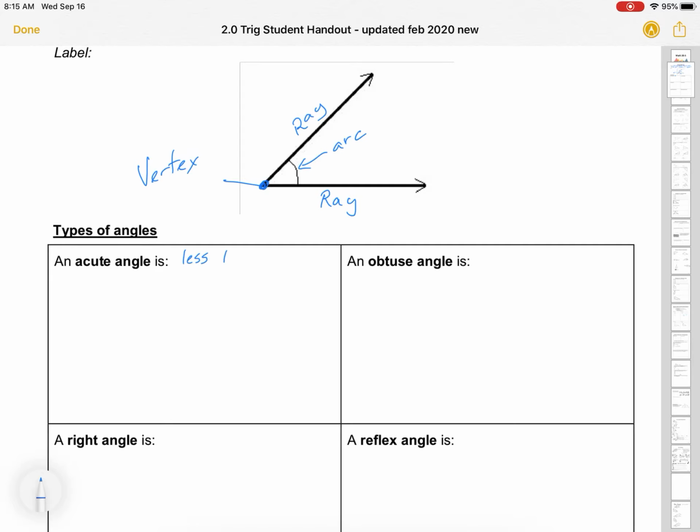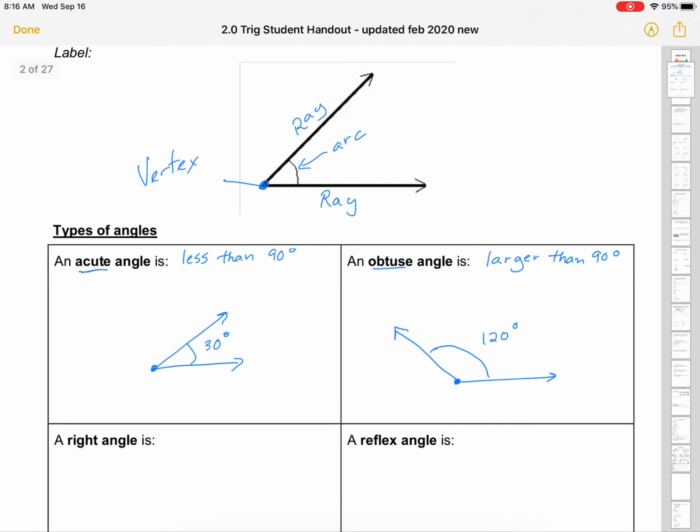An acute angle is less than 90 degrees. Okay, acute. It's very acute because it's little, right? So this one, we'd say around 30 degrees. It's less than 90 degrees. An obtuse angle is larger than 90 degrees. Okay, so we might have an angle like this. As we can see, it's greater than 90 degrees. Looking at this one, about 120 degrees approximately. Okay, we still have our vertexes, still have our rays, and we have our arcs. All the parts of the angles are there, it's just the size has changed.